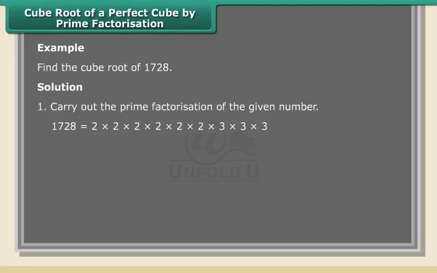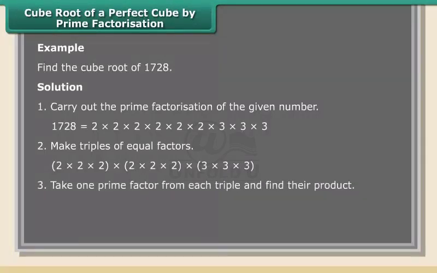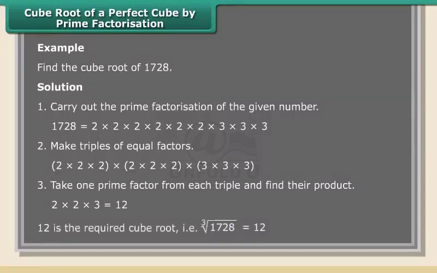1728 is equal to 2 into 2 into 2 into 2 into 2 into 2 into 3 into 3 into 3. Make triples of equal factors: (2 into 2 into 2) into (2 into 2 into 2) into (3 into 3 into 3). Take one prime factor from each triple and find their product. 2 into 2 into 3 is equal to 12. 12 is the required cube root, that is, cube root 1728 is equal to 12.